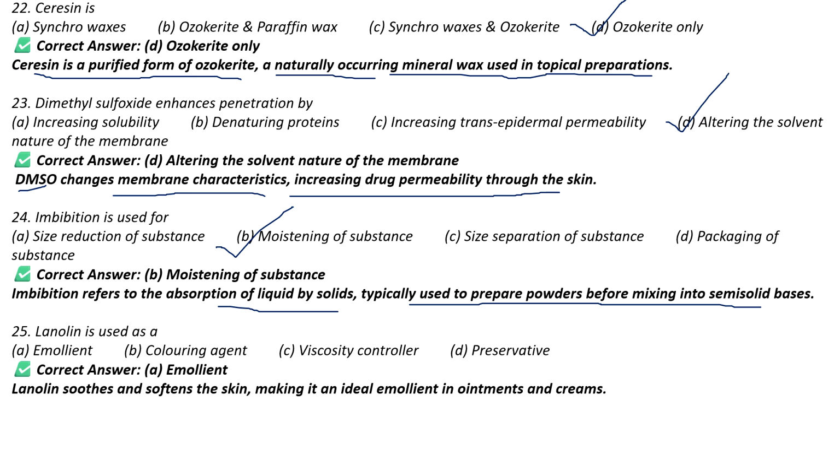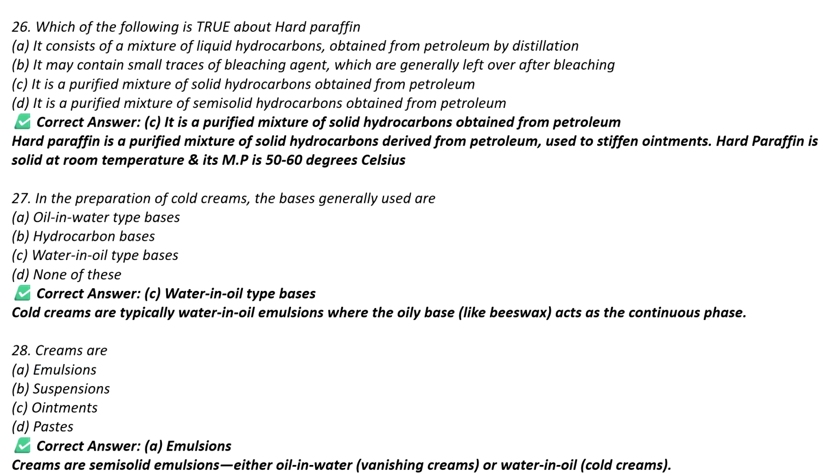Lanolin is used as, in what way is lanolin used? Options given are emollient, coloring agent, viscosity controller, or preservative. So lanolin soothes and softens the skin, which makes it an ideal emollient in ointments and creams. So we can say lanolin is used as an emollient. That is option A is the correct answer for this question. Moving on to the next question.